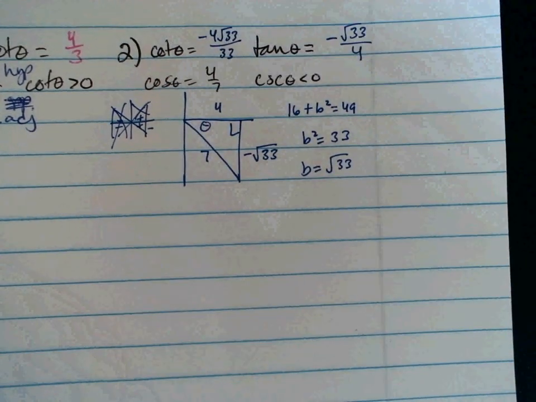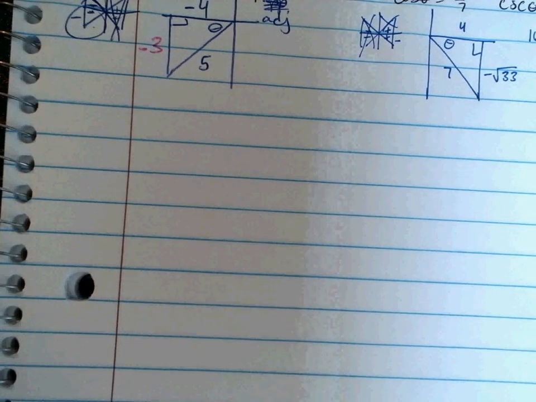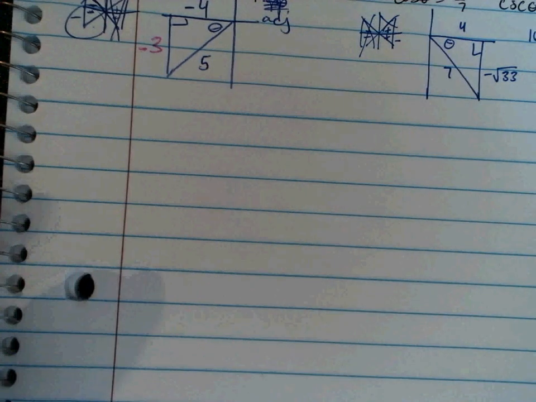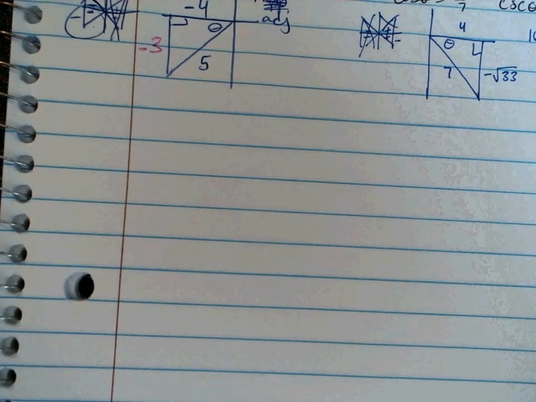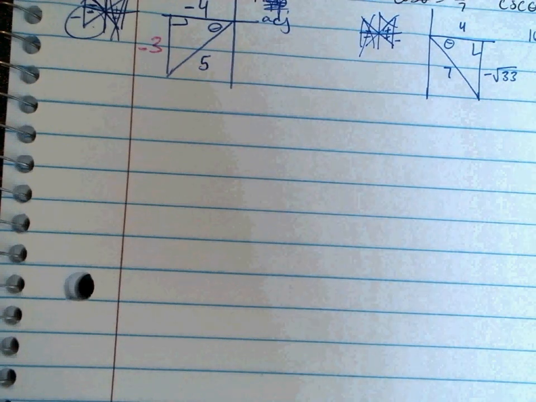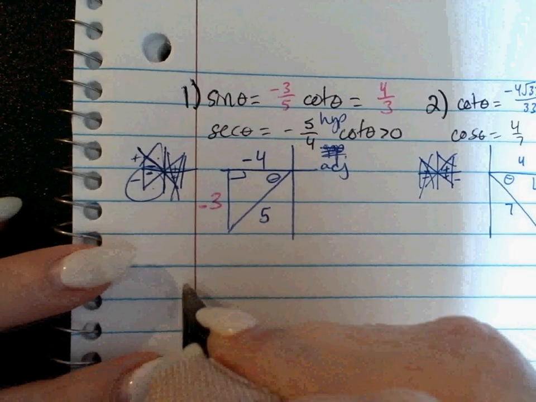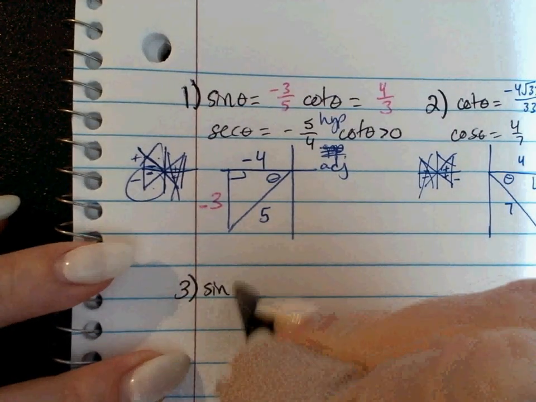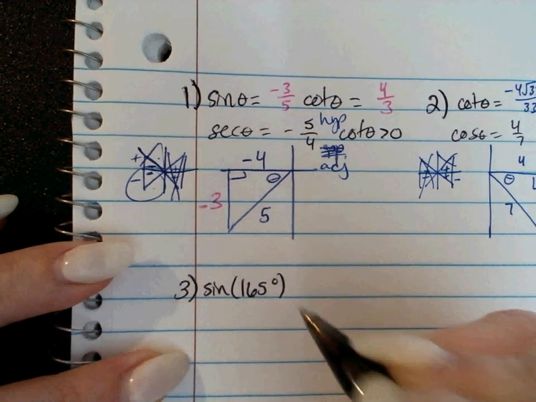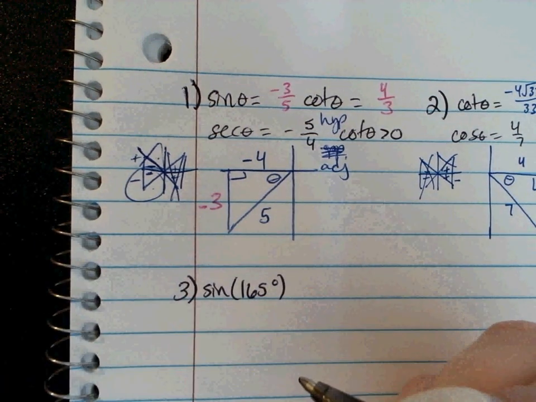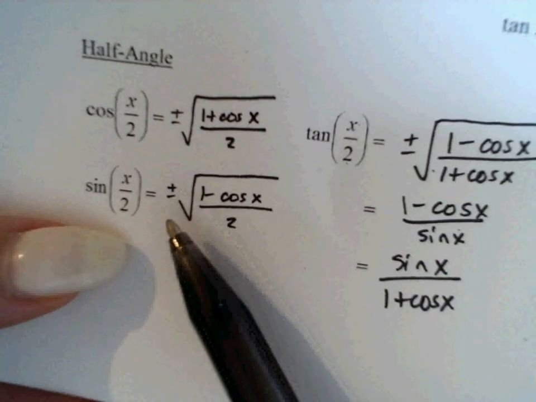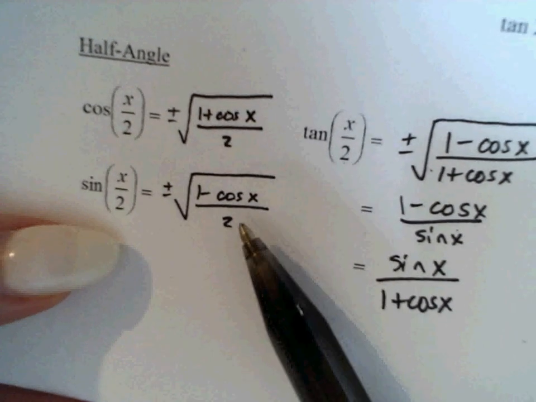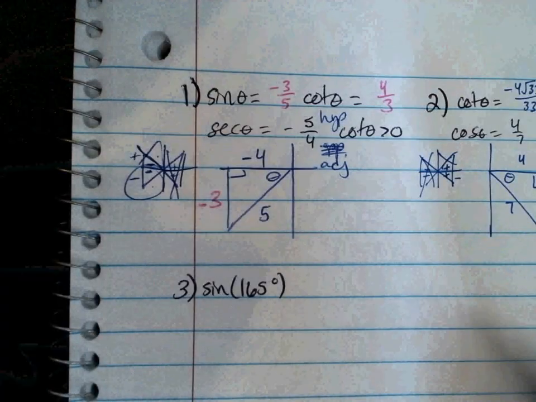Okay, let's go to number 3. Number 3 asks us to find sine of 165 degrees, using half angle identities. So I'm going to remind us of what that half angle identity for sine is. The sine of an angle cut in half equals either positive or negative the square root of 1 minus cosine of x, divided by 2.